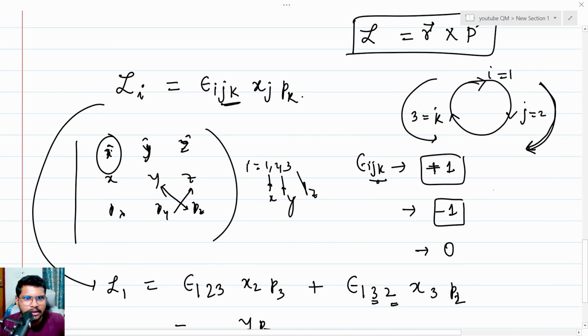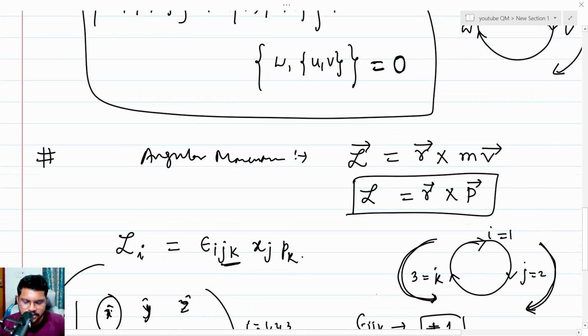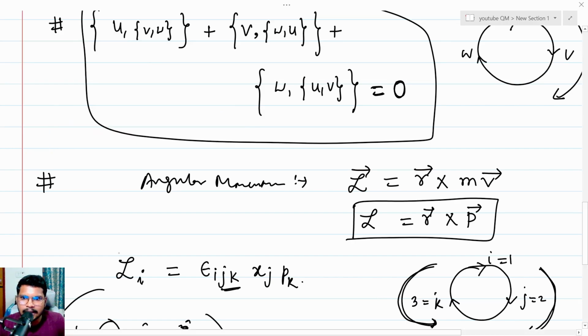You see over here, 132 in counterclockwise direction, it becomes minus. X3 is z, and p2 is py. You see, you are getting the same thing, y into pz minus z into py. So in the tensor notation, or the indices notation, I can write angular momentum like this.